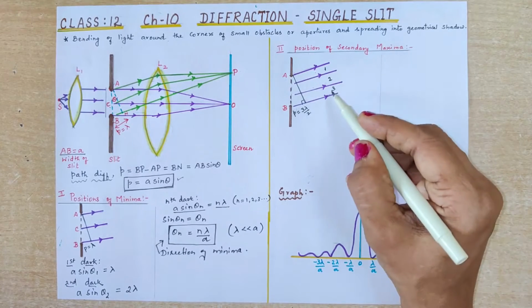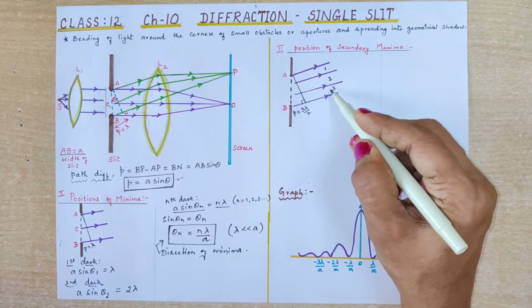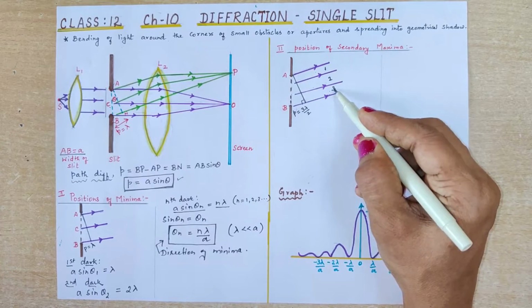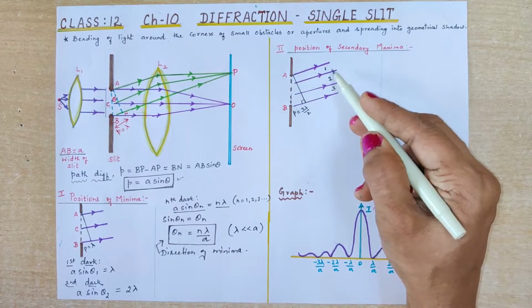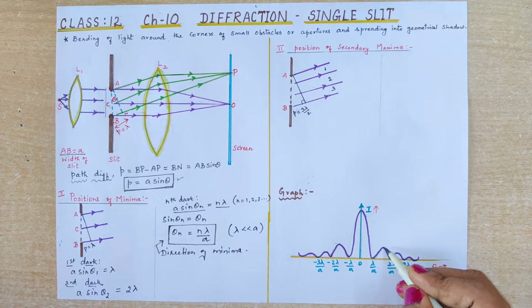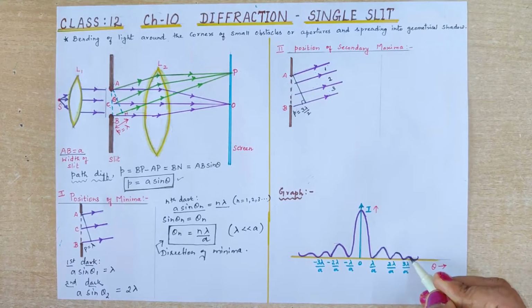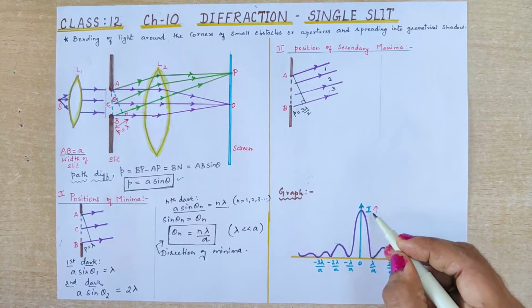It is due to only 1/3 of this slit, the waves originating from this portion, that form a constructive pattern. The remaining 2, the first and second halves, will form a destructive pattern, and hence the intensity is less. In a similar way, you can also see the intensity of the second secondary and third secondary maxima will be much less than that of the central maxima.